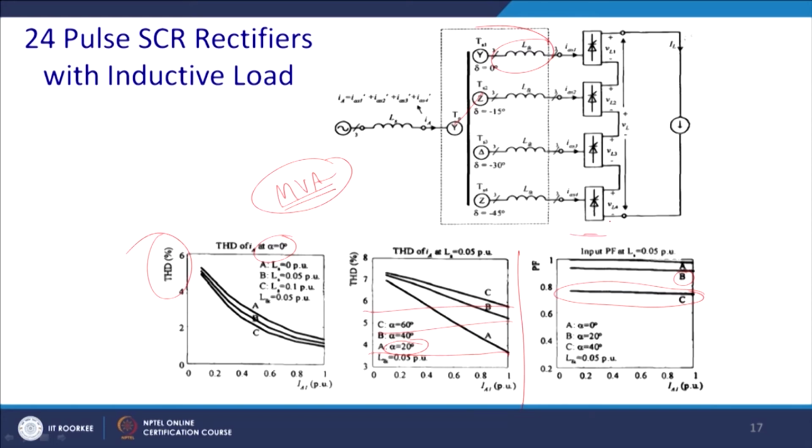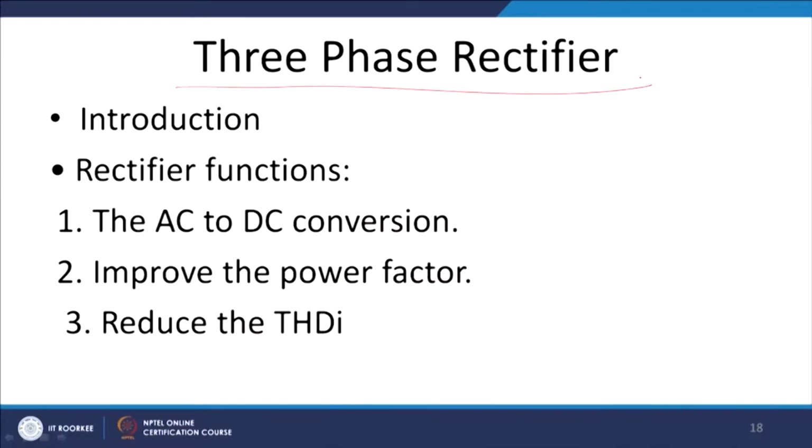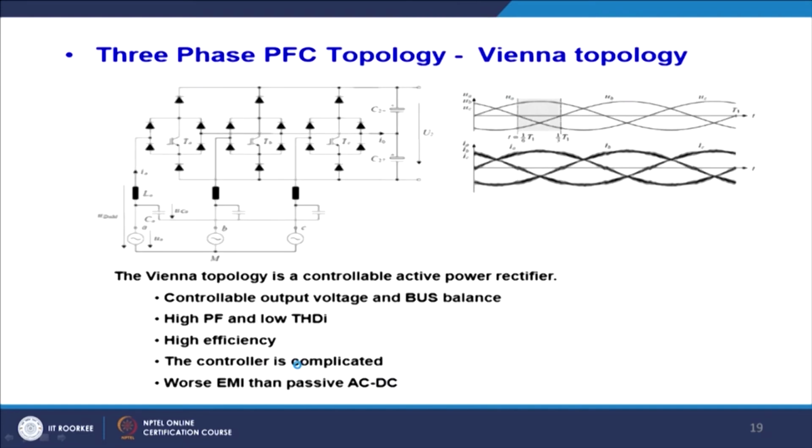But if you have, let us say, a power rating of around 100 kilowatt, then we shall go for the 3 phase rectifier, that is, the 3 phase PWM rectifier we will use. And so, this is something we will discuss: AC to DC conversion, improved power factor, reduction of the input current THD.